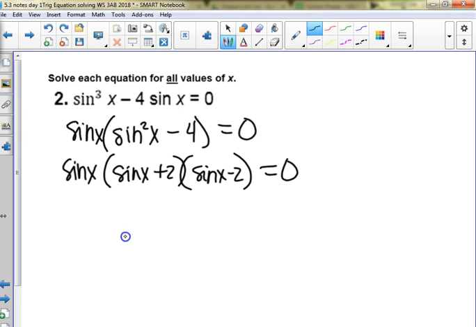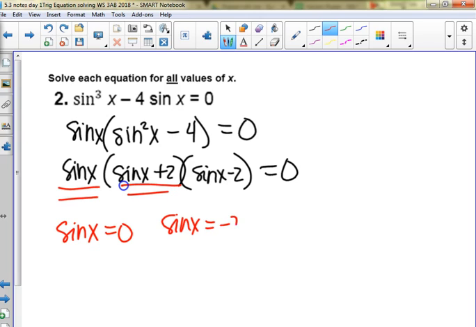Okay, now if we play the take your turn being equal to 0 game, this could equal 0. If I set this equal to 0, I'd have the sine is equal to negative 2. If I set this equal to 0, I'd have the sine is equal to positive 2. Anybody see why that was a huge waste of our time? Because the sine can't ever be more than 1 or less than negative 1, right? Okay, so all we really got out of that disaster was that the sine is equal to 0, and you told me that happens 2 places.